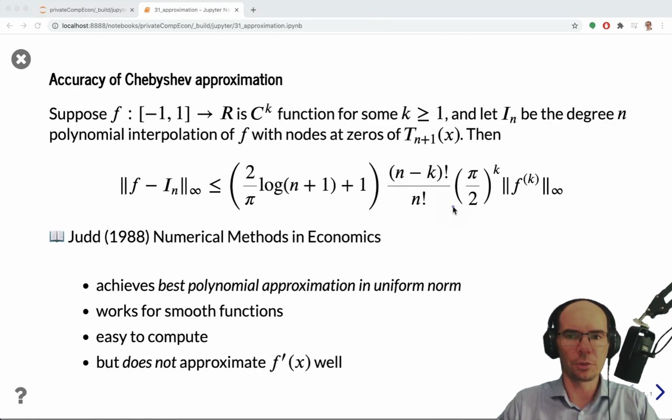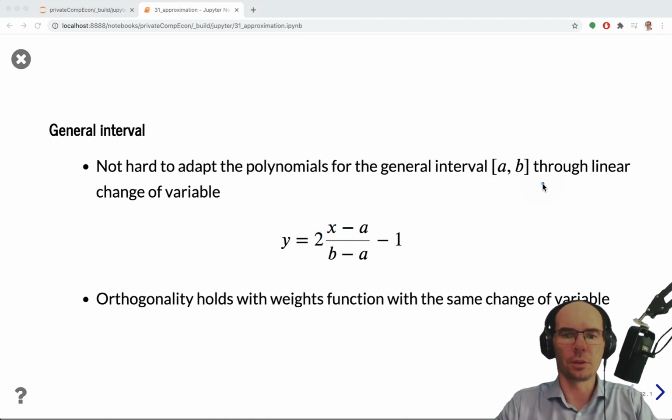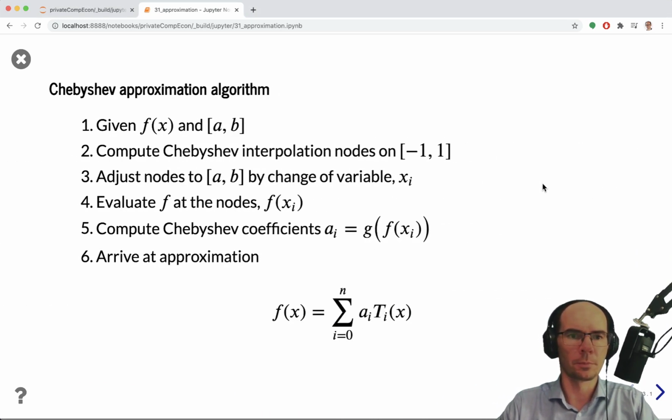Now you may wonder why the interval here is just between -1 and 1. But then, of course, the simple change of variables in a linear way, with y and x, allows us to transfer it to any closed interval a to b. Okay, so here's an algorithm for Chebyshev approximation.